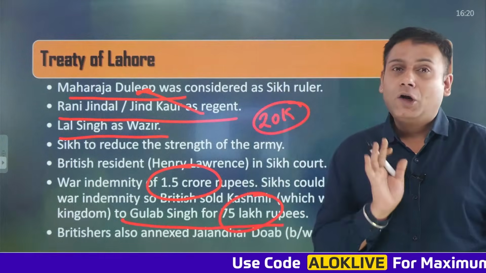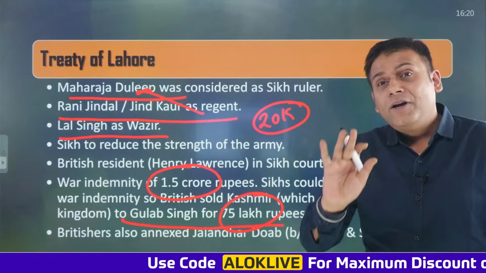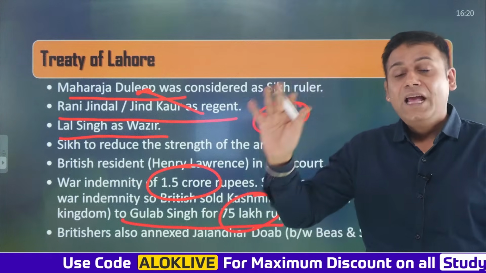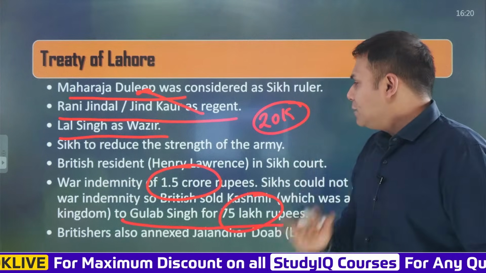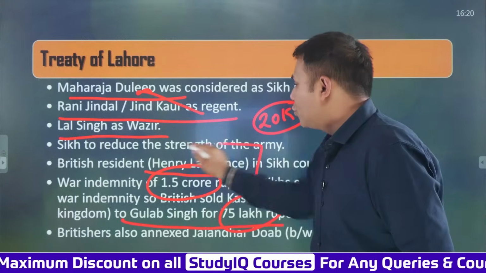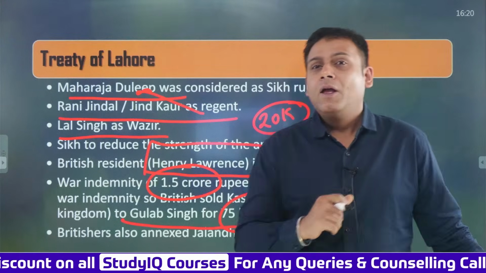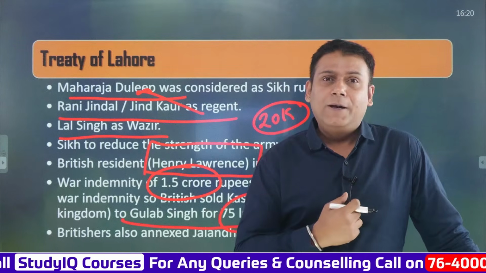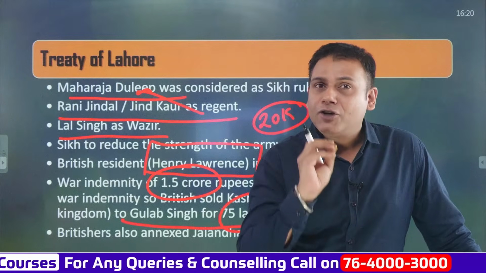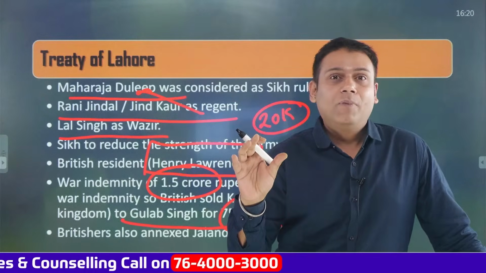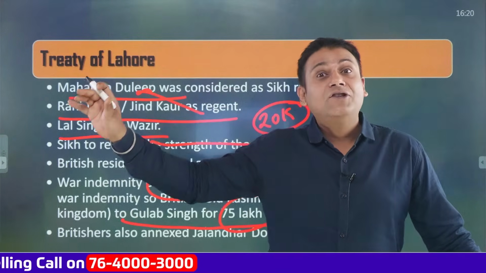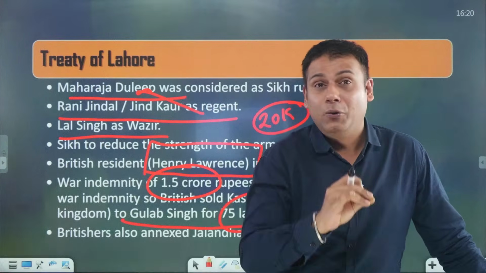One more important clause. And what was that? A British resident would be staying in the court of the Sikh Empire. Correct? Now, precisely speaking, Major Henry Lawrence was chosen as the British resident. Now, what is the purpose of the British resident? The major purpose is to collect information within the court and provide it to the English East India Company about what is happening within the court.